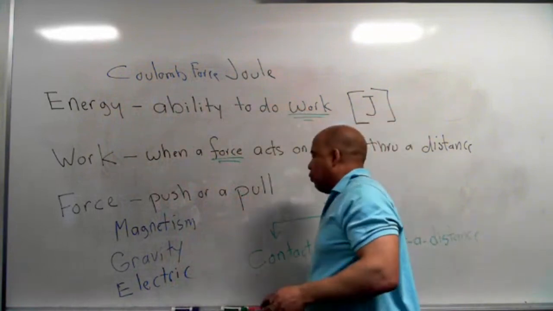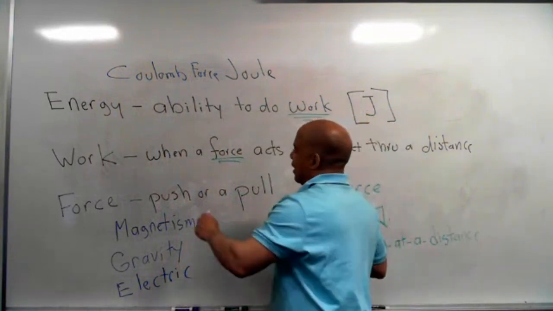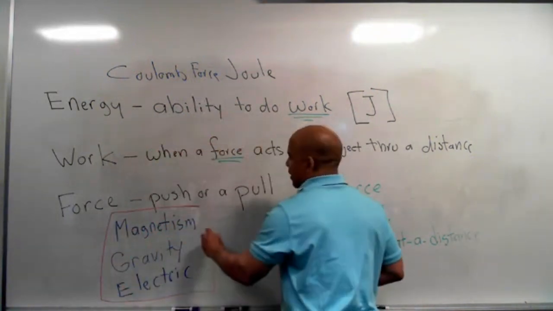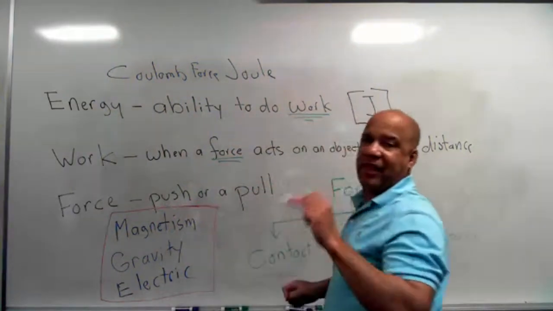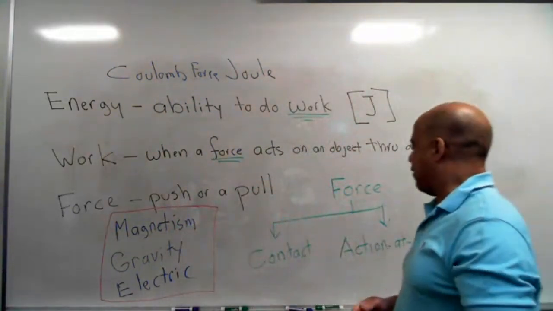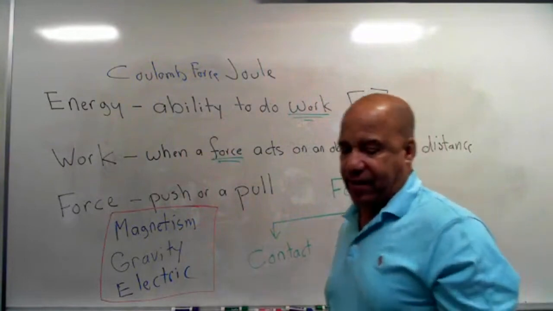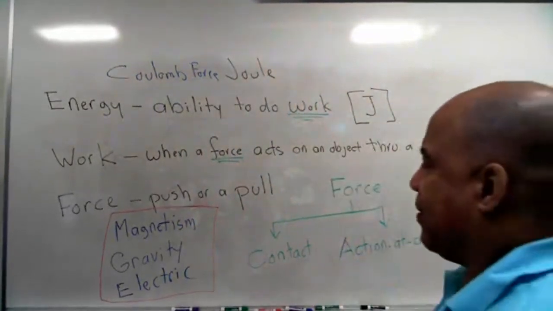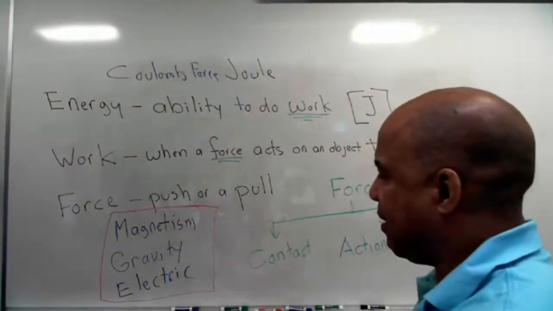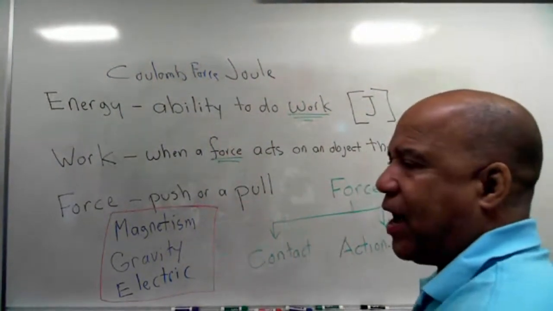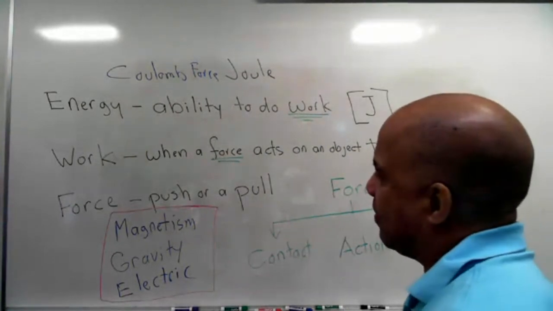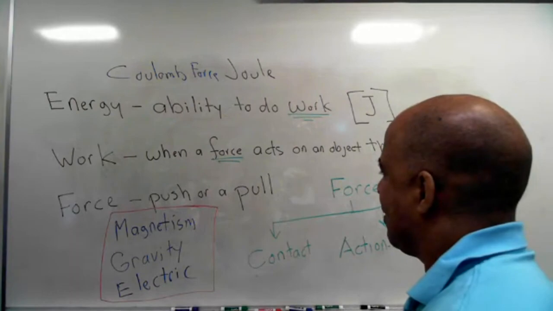Now, there's one thing that all three of these action at a distance forces have in common. What do those three things have in common? They all have a what? They all have a blank. Magnetism, gravity, and the electric force. They all have what in common? Positive and negative.